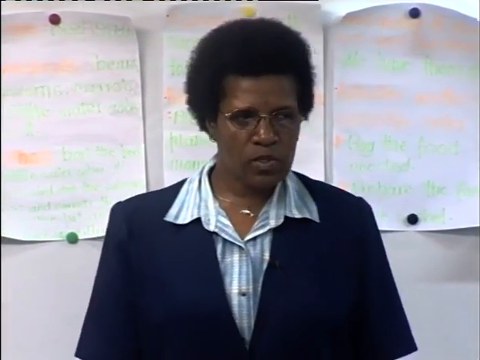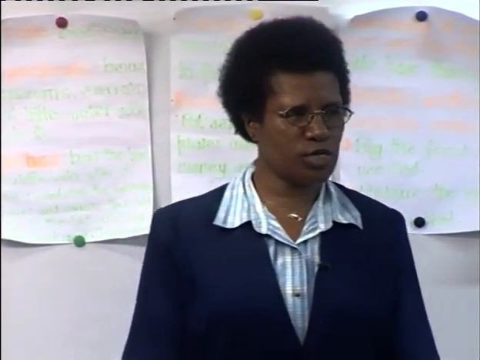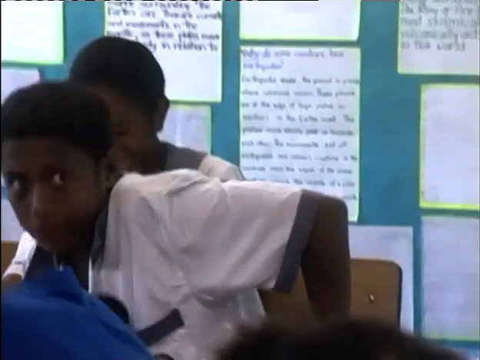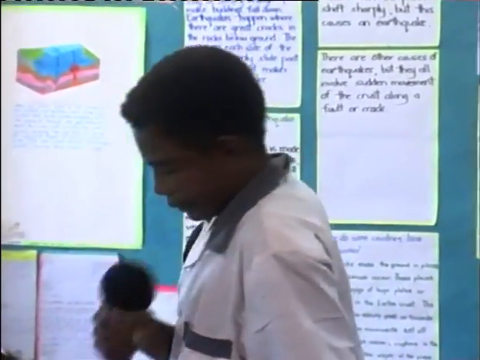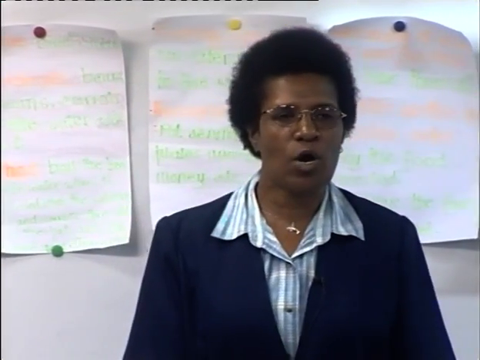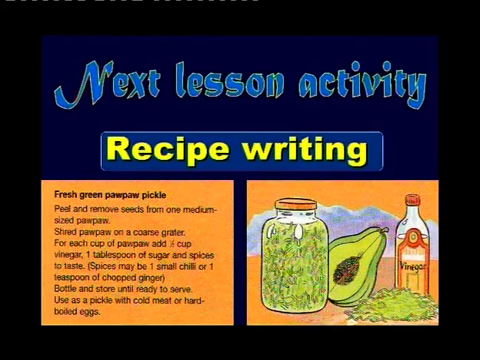Thank you. If I can have Junior to tell us what our key phrase for this lesson is. Completion of action plan. Okay, so let's see what we have. Action plan is our key phrase. And our next lesson activity is going to be on recipe writing.